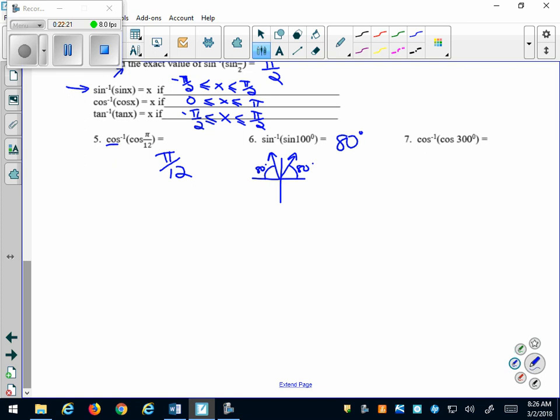So same thing with this one. Inverse cos of 300. Well, is 300 in between negative 90 and 90? Clearly not. So think about where that angle is. 300 degrees is all the way over here. What's the reference angle of that? How many degrees are left to get all the way around? 60 degrees.